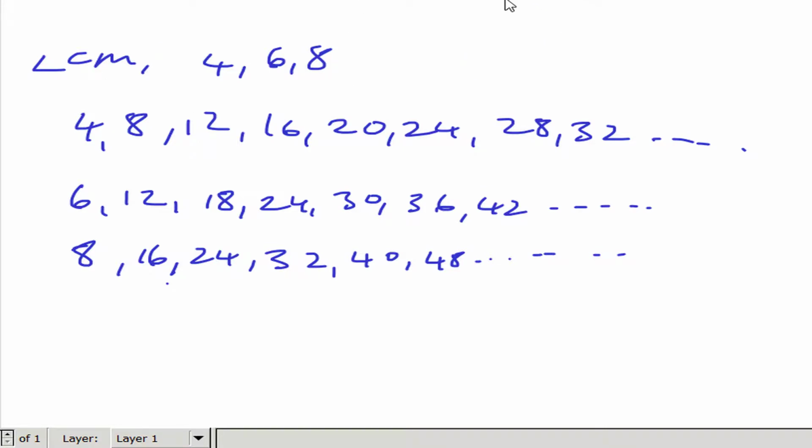Now let me just get a red marker pen and let's look through the numbers and see which number is quite common. You got 12 here and 12 here, but no 12 here. Let's see, you got 24 here, 24 here, 24. This is the lowest one, so therefore this is the answer. The LCM of 4, 6, and 8 is 24.